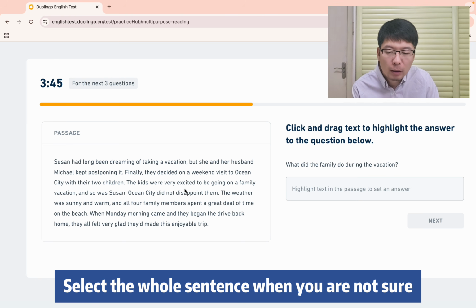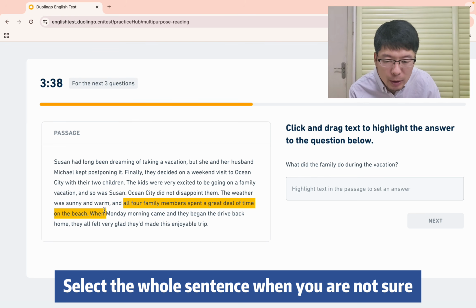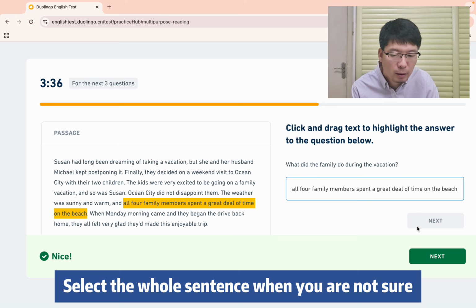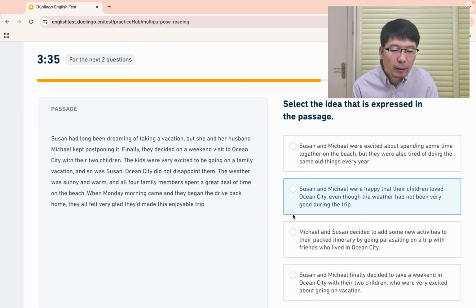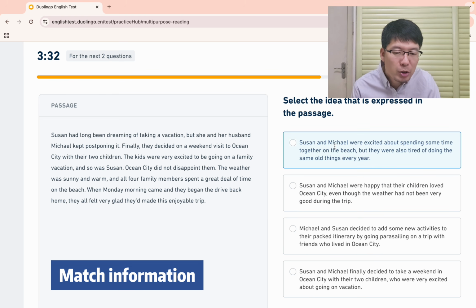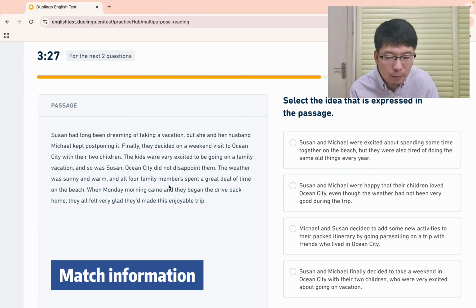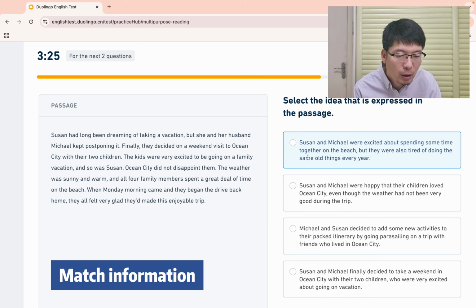Okay, finally decide. All 4 family members spent a great deal of time on the beach. Okay, nice. And here we need to match the information from these options with the information from the passage. Susan and Michael were excited about spending time together on the beach. Tired? No, they were not tired.